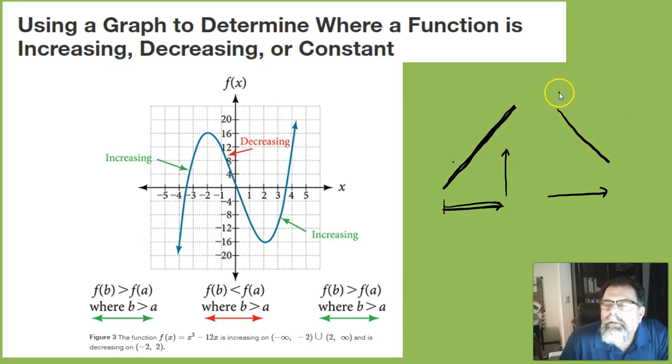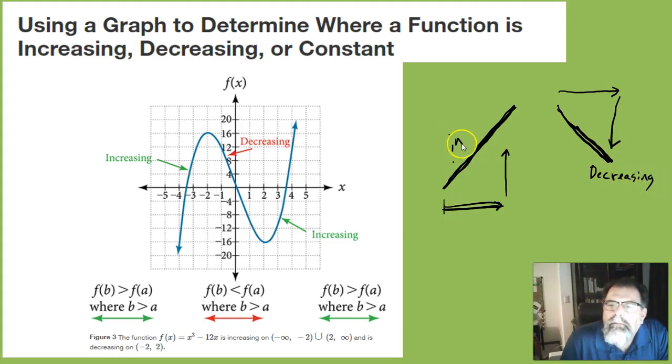I guess I should have drawn my, right? So as I go that way, I'm going down, so that's decreasing. So this would be decreasing. And then this would be increasing. So again, just kind of run your pencil on the graph moving from left to right and then just look at the vertical position. Is it going up or is it going down? That would be increasing or decreasing.